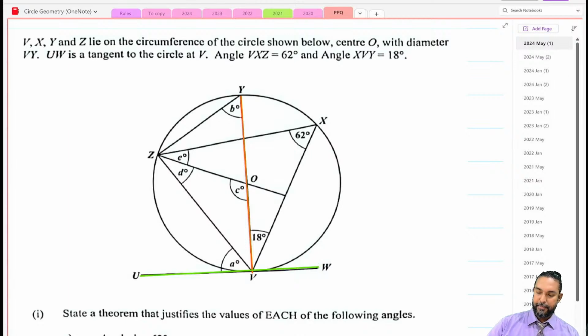What's going on with this thing? Hey, behave yourself. Philip, behave yourself. Let's try that again. Sorry about that.